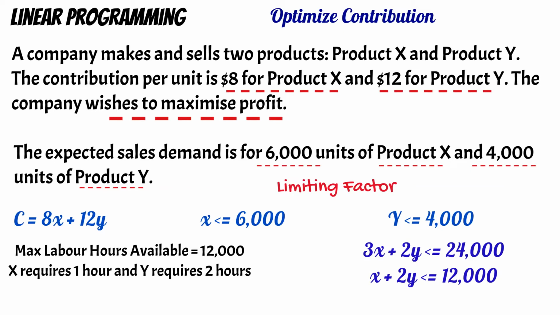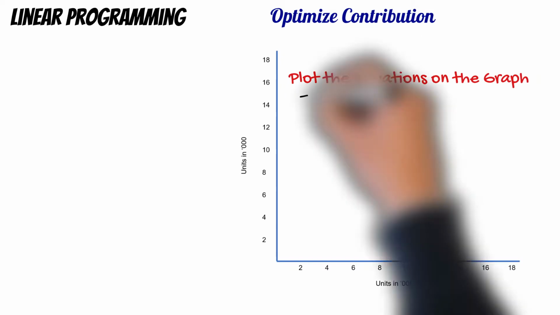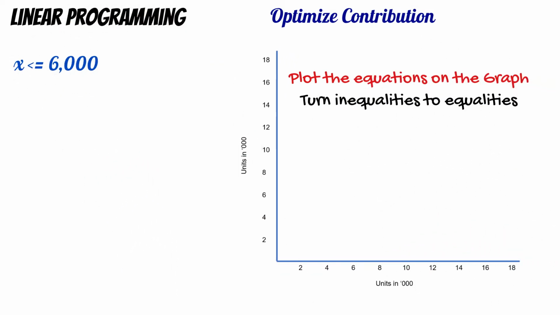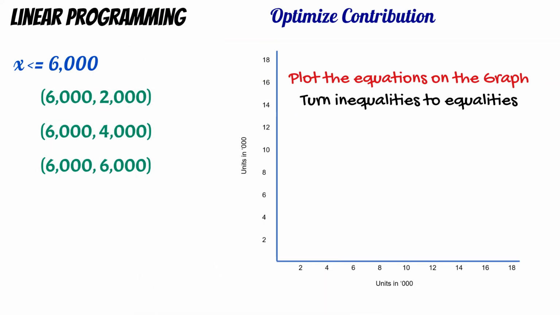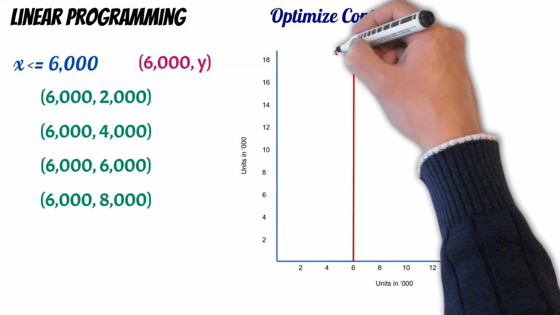Once you have all the equations, you can start plotting on the graph. Turn inequalities into equalities. For x is less than or equal to 6,000, no matter the value of y, the value of x will always be 6,000. So we turn that into a straight line at x is equal to 6,000.